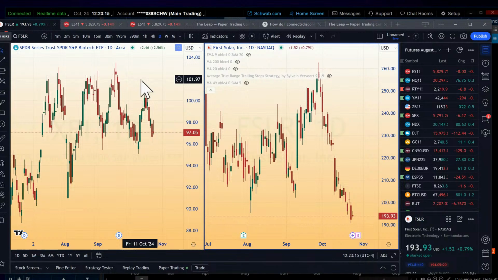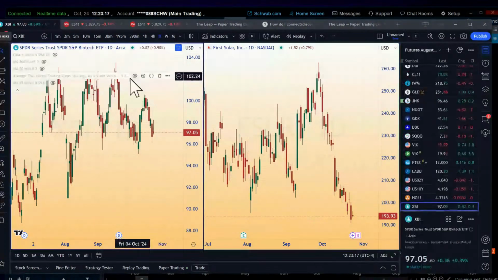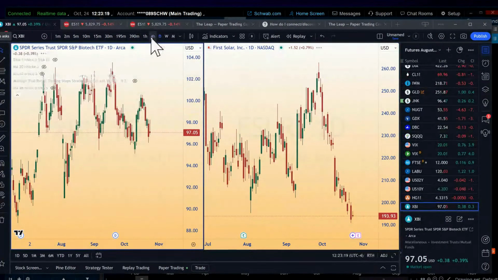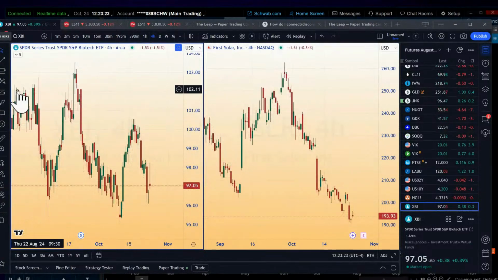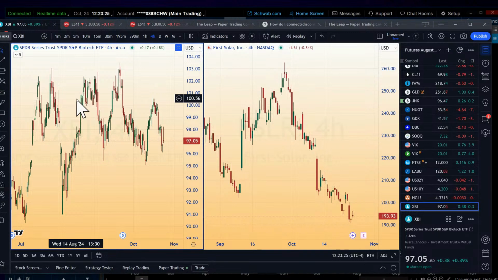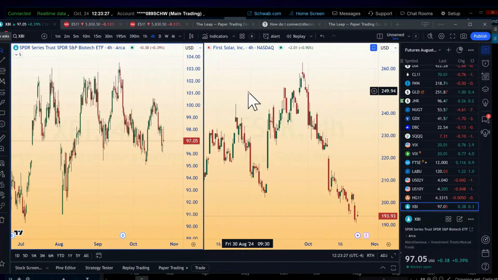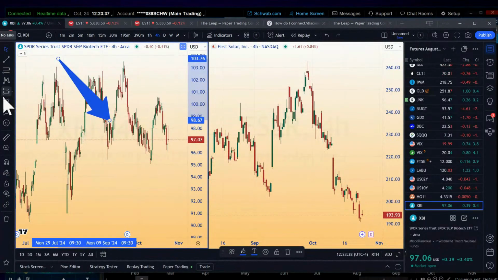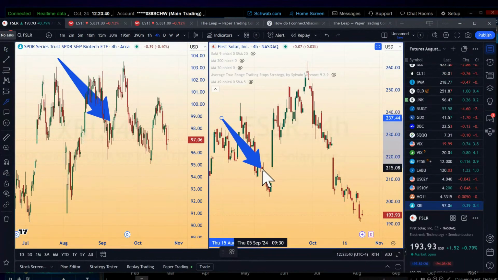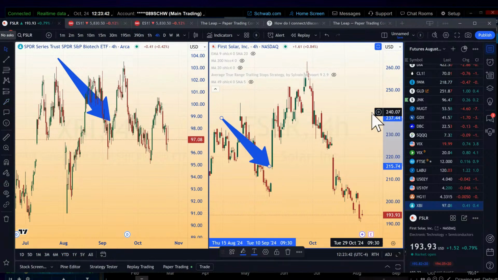So let me show you what we're talking about. We're going to take on the left the biotech index on a 4-hour chart and solar on a 4-hour chart. And I want to show you something that's a real eye-opener. So when Harris was perceived to win the debate, you don't have to agree with that, I'm just saying perceive, what traders perceive. Biotech went straight up. First Solar went straight up.